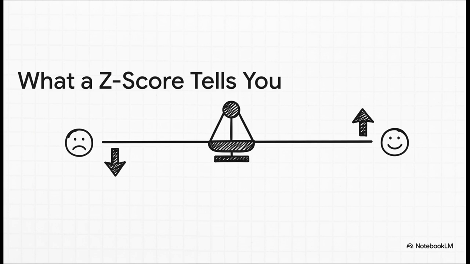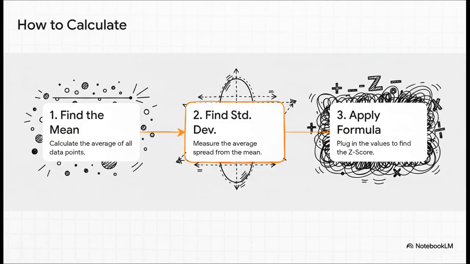If the Z-score is a positive number, your data point is above average. Simple. If it's negative, you're below average. And if it's 0, bam, you are exactly average. The number itself, whether it's say a +2 or a -0.5, tells you exactly how far away from the middle you are. So how do you actually calculate one?